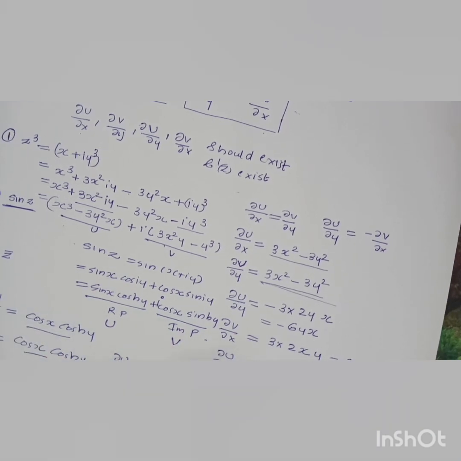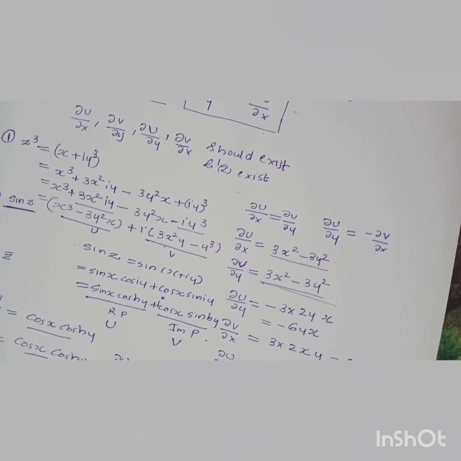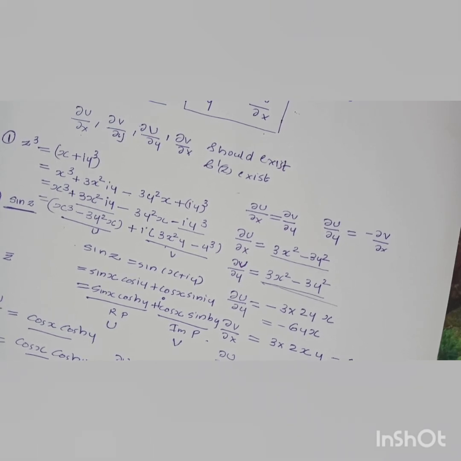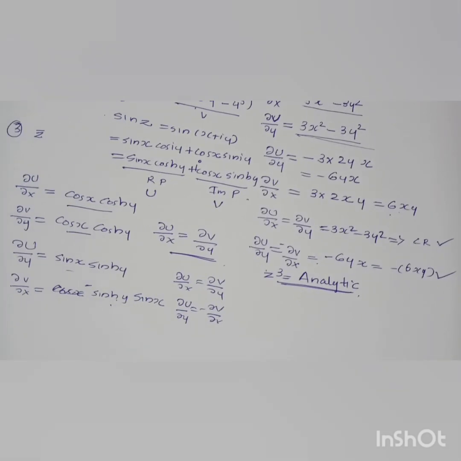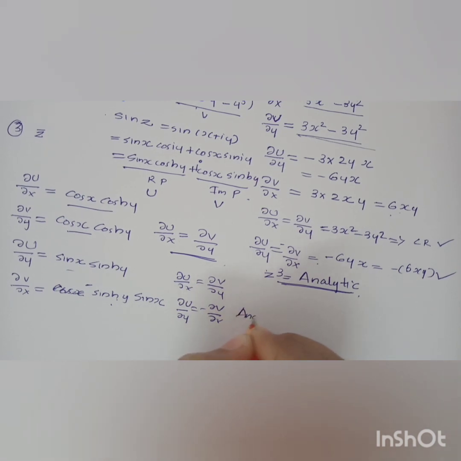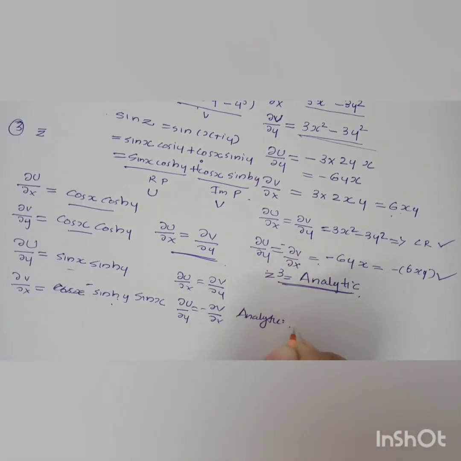So ∂u/∂x equals ∂v/∂y. ∂u/∂y is equal to minus of ∂v/∂x. It's satisfied. So this is analytic. Okay.